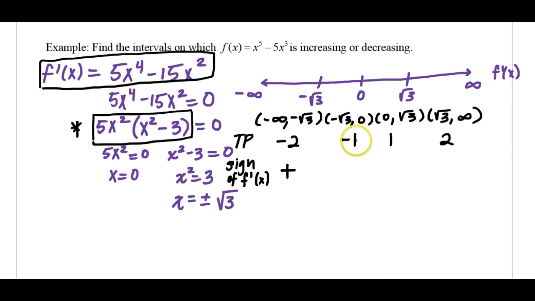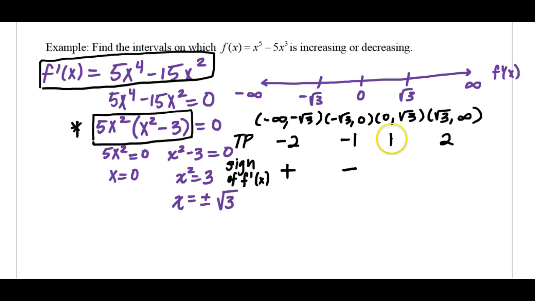Now we try negative 1. So if I substitute negative 1 in right here, 5 times negative 1 squared is positive, so this part is positive. Negative 1 squared is positive 1, and positive 1 minus 3 is negative 2. So a negative times a positive is going to give me a negative. So on this interval from negative rad 3 to 0, the derivative is negative.